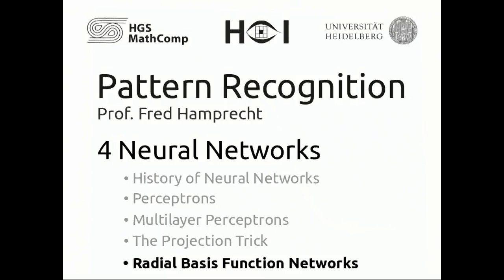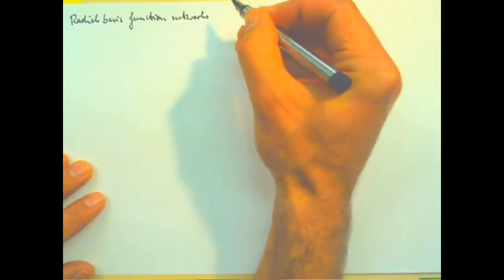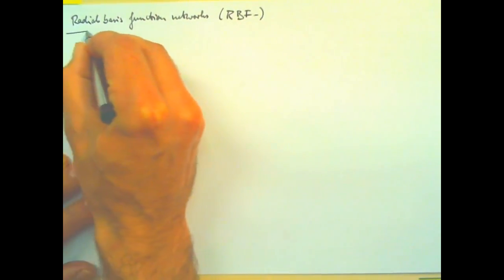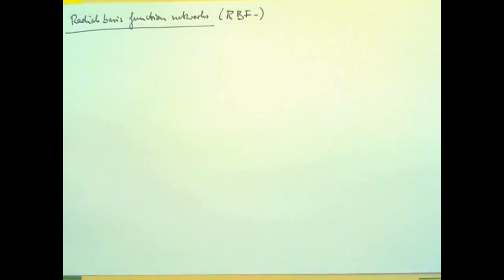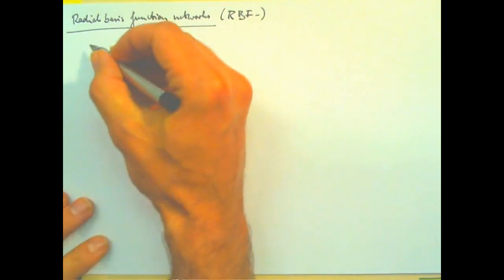The point in radial basis function networks, usually abbreviated as RBF networks, is that we want to use a different first layer. So we still want to use basis functions in the original parameter space, but they should be more spatially localized.